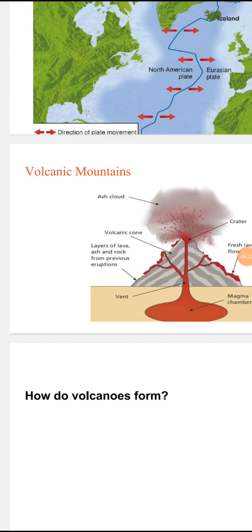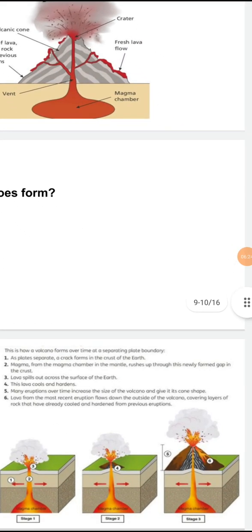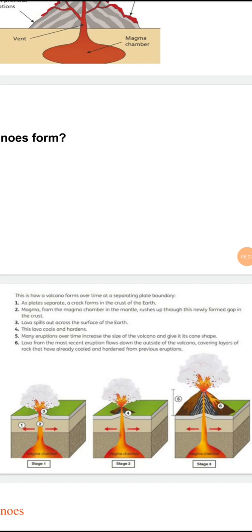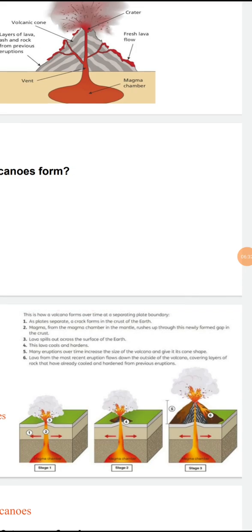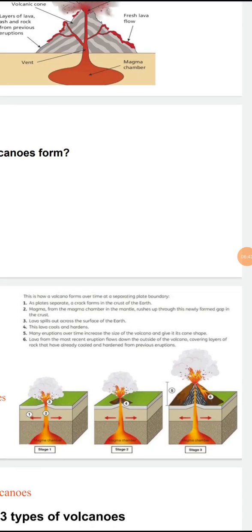How do volcanoes form? So here's a brief explanation. As plates separate, a crack forms in the crust of the Earth. Magma from the magma chamber in the mantle rushes up through this newly formed gap in the crust. Lava spills out across the surface of the Earth. This lava cools and hardens. Many eruptions over time increase the size of volcanoes and give it a cone shape. Lava from the most recent eruption flows down the outside of the volcano, covering layers of rock that have already cooled and hardened from previous eruptions.